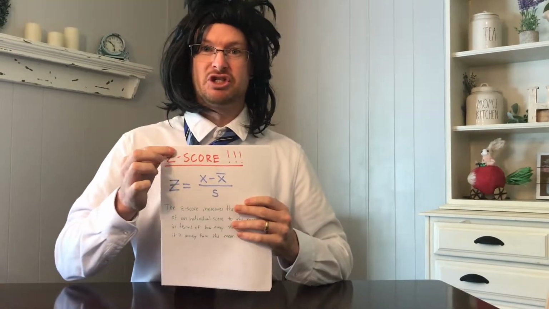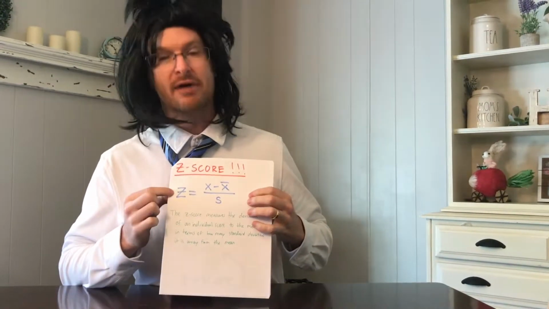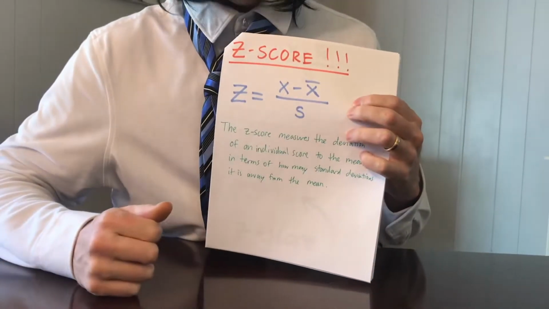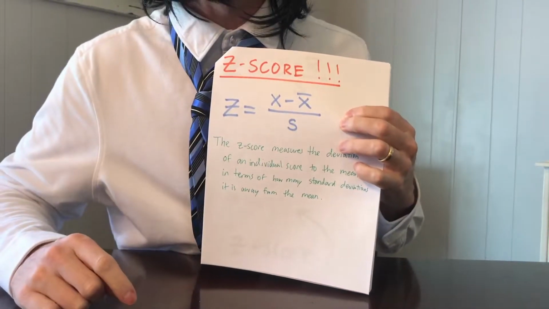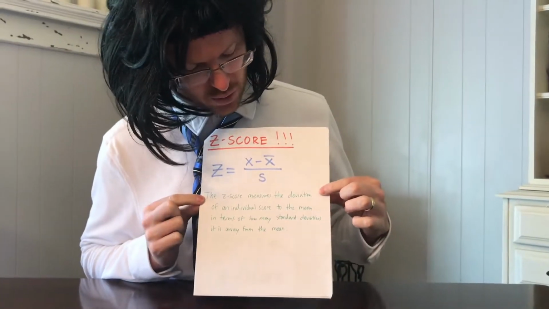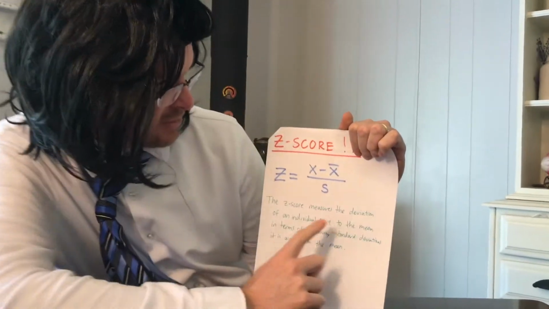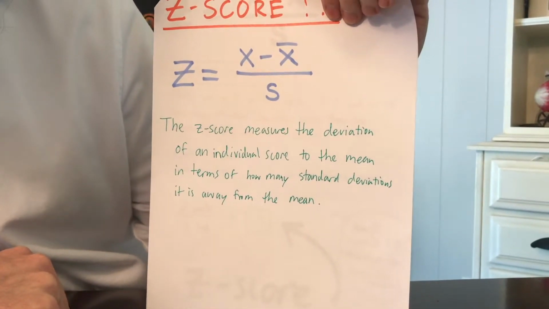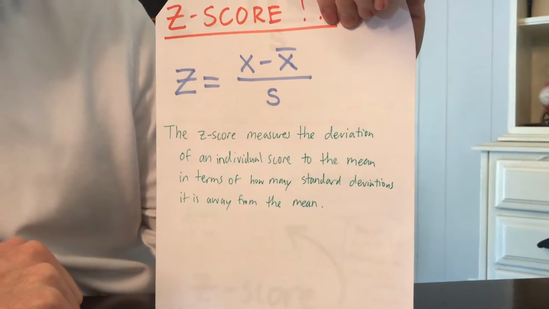Why, thank you. Today we're going to be learning about the Z-score. Now, this is the definition of a Z-score. It is the number we're looking at minus the average, all divided by the standard deviation. Essentially, the Z-score measures the deviation of an individual score from the mean in terms of how many standard deviations it is away from the mean. That is, I'm looking at an individual score and how far it is from the middle, the mean, but I do it in terms of the standard deviation.